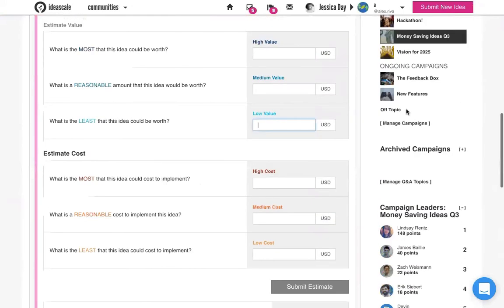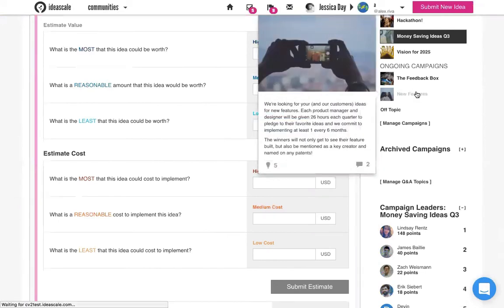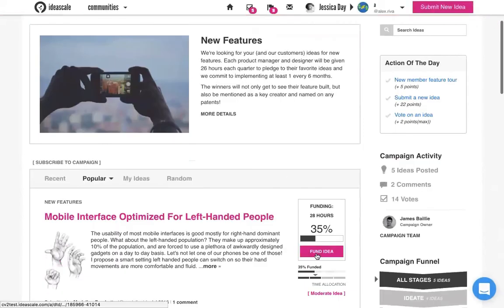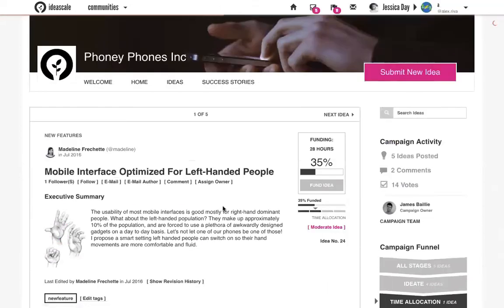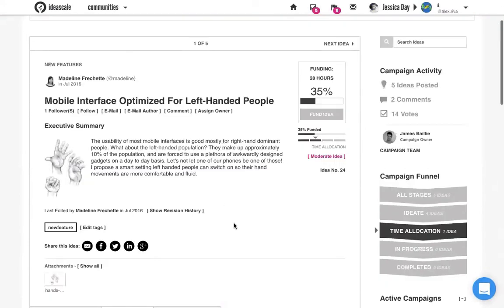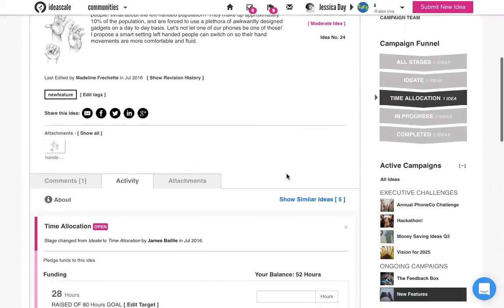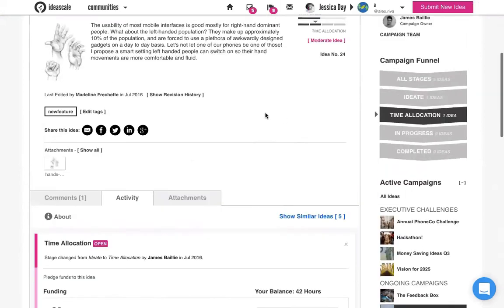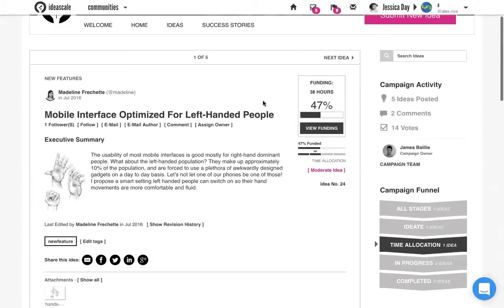And then let's head over to the New Features campaign, because they are using the funding stage, but they're using it to gather people to pledge their time to seeing an idea through. So we can look at this idea and decide that we want to fund it. And because I have a budget of hours as a member in this community, I can say, you know what, I want to donate 10 hours to making this idea happen. And that will get it that much closer to its funding goal.